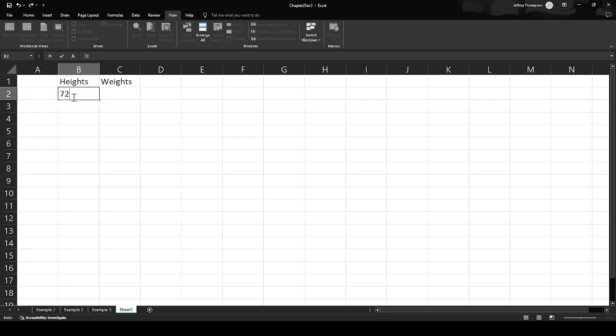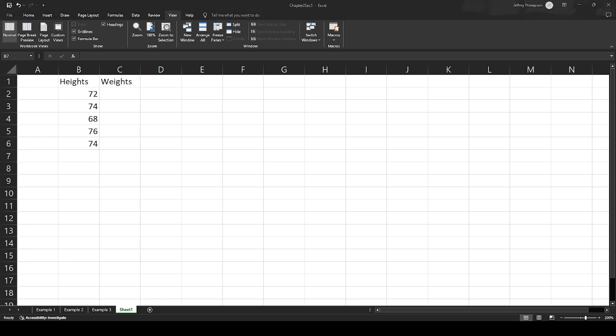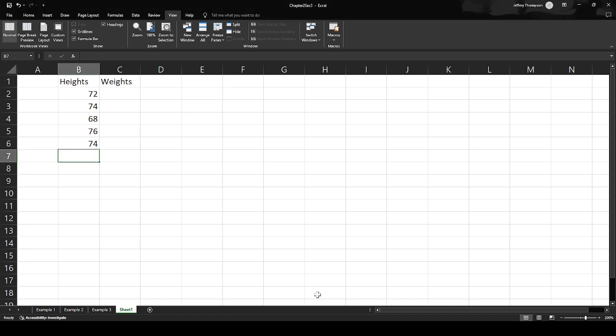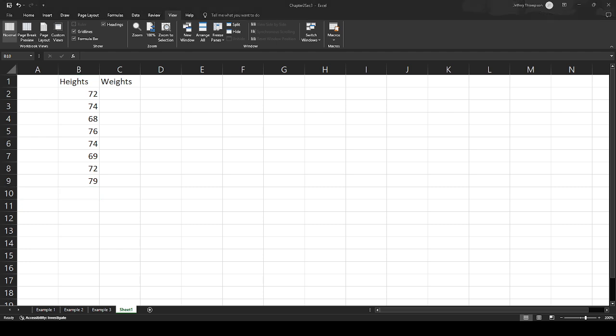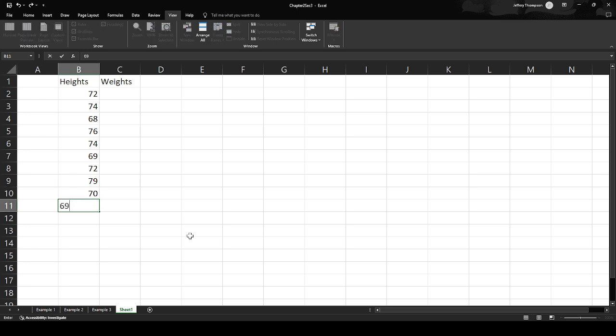So we have 72, 74, 68, 76, 74 again, 69, 72, 79, 70, 69, 77, and 73. So there we have the heights of the basketball players. And let's get their weights in place. 180, 168, 225. Oops. 225.